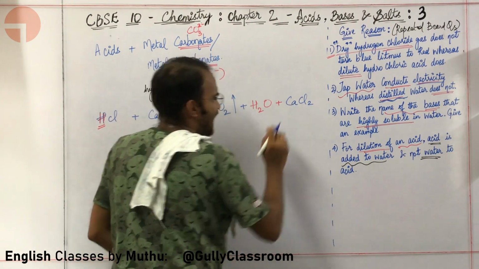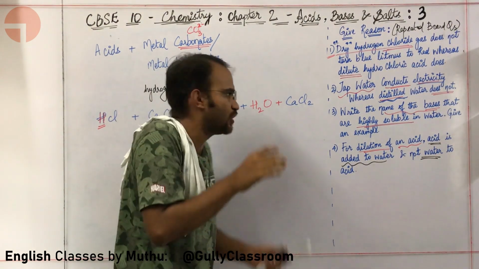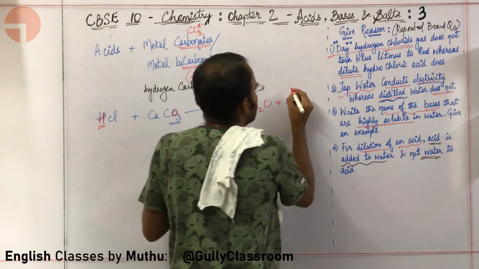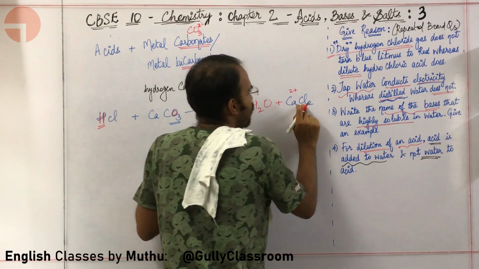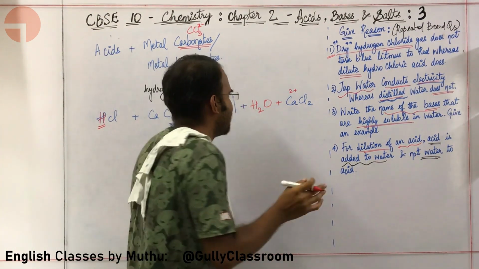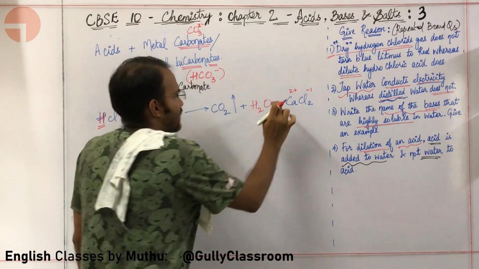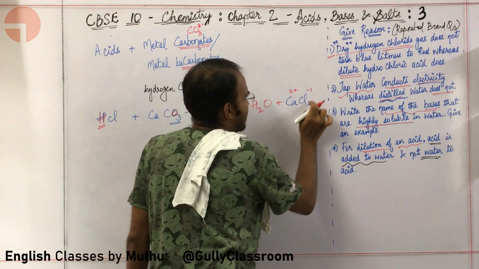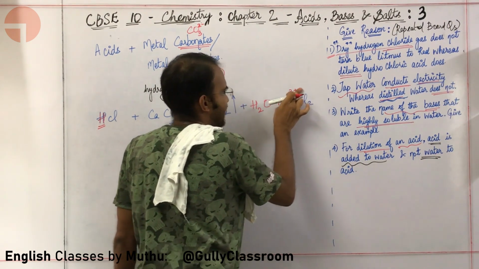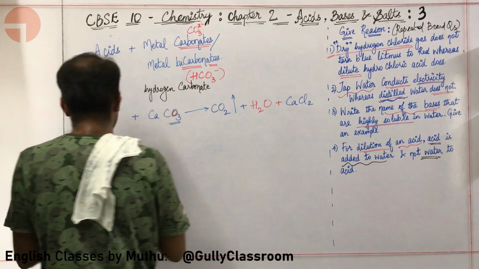How, sir? Calcium atomic number 20, 2, 8, 8, 2. So calcium will form a 2 plus ion. What about chlorine? Atomic number 17, 2, 8, 7. So it will form minus 1. So let me bring the 2 over here and the 1 over here. So I will get calcium chloride, or CaCl2.